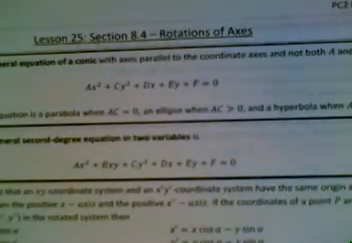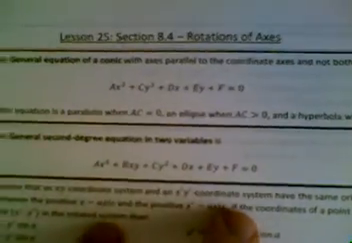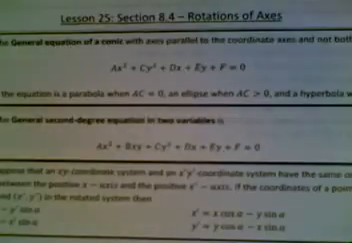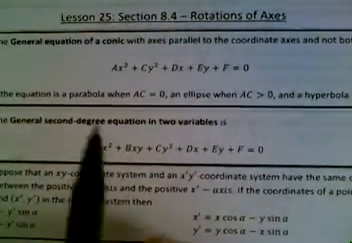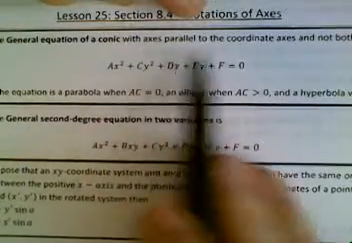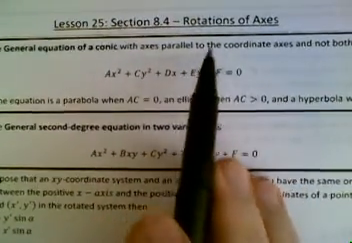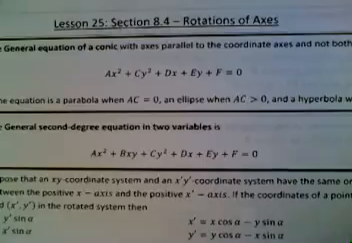Lesson 25, Section 8.4, talking about rotations of axes. Now, this is the last section of conics, and what we're really doing here is we're taking a look at all the possible ways that we can see conics in a generic equation. So, if you look very closely at this, we'll notice that we have the general equation of a conic such that these things are specifically parallel to the x or y axes. Again, so far that's all we've worked with.